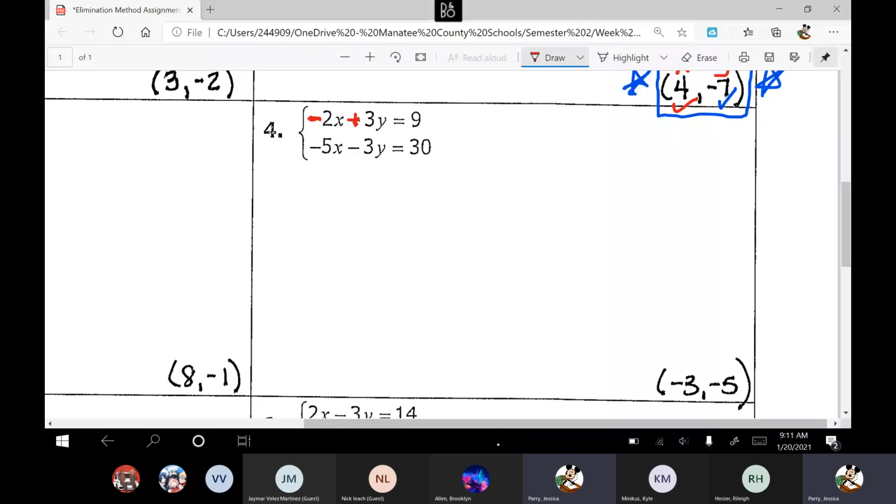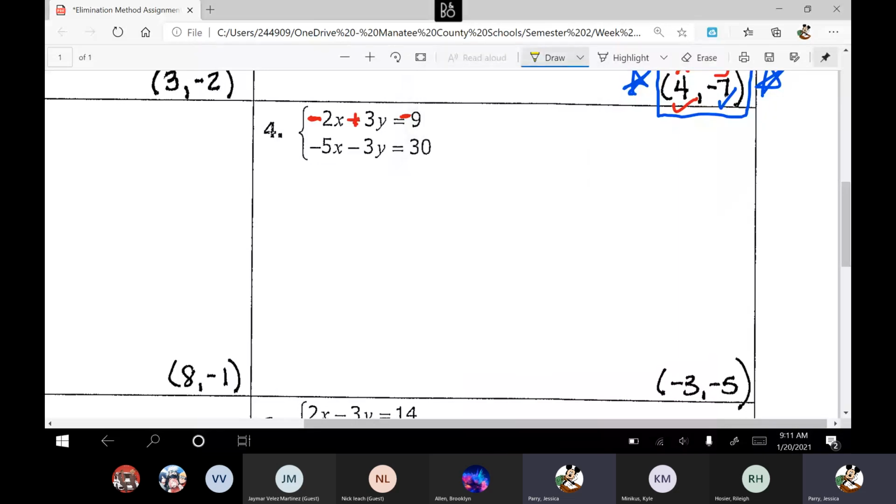And then our last one here, we have this positive 9. What is the opposite of positive 9? Write the answer in the chat. The opposite of positive 9, awesome, is negative 9. Good job.